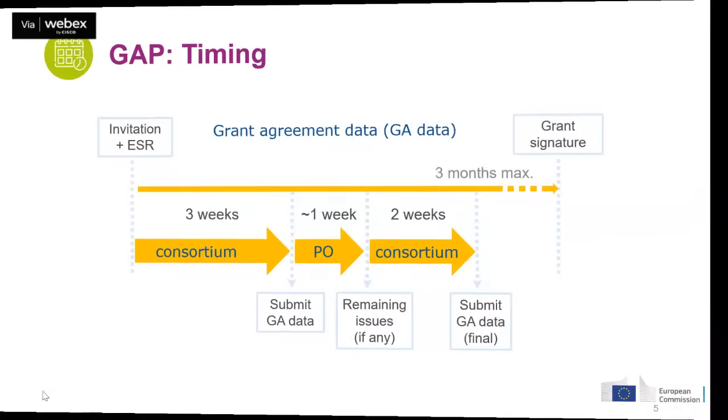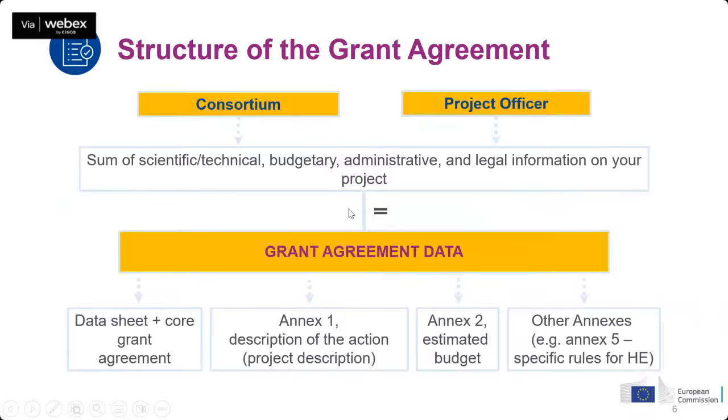So once we finished, the result of this interaction with you will be the automatic generation of the grant agreement. The grant agreement consists of a number of documents, most of which are produced automatically by the IT tool with the information that you encode there. The IT tool will generate automatically the data sheet and the core grant agreement, the whole document with the legal aspects.